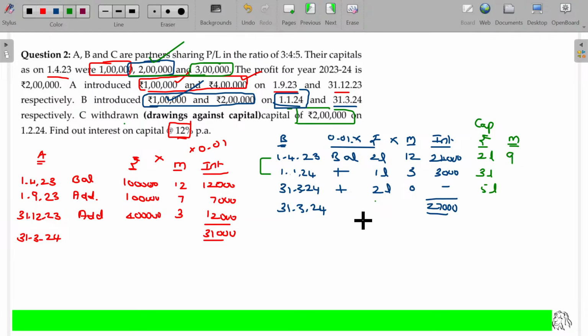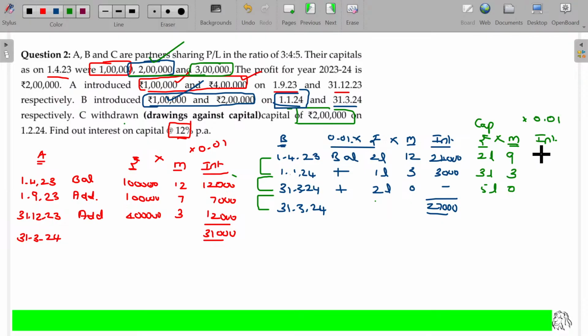And thereafter, his capital increases from 2 lakhs to 3 lakhs by introducing another 1 lakh. So his capital balance will be 3 lakhs for how many months? From this date to this date, 3 months. Thereafter, he invests another 2 lakhs, so his capital increases to 5 lakhs. The increased capital of 5 lakhs remains for 0 days. Now find out the interest here. Interest is nothing but capital into month into rate of interest applicable, in this case being 0.01.